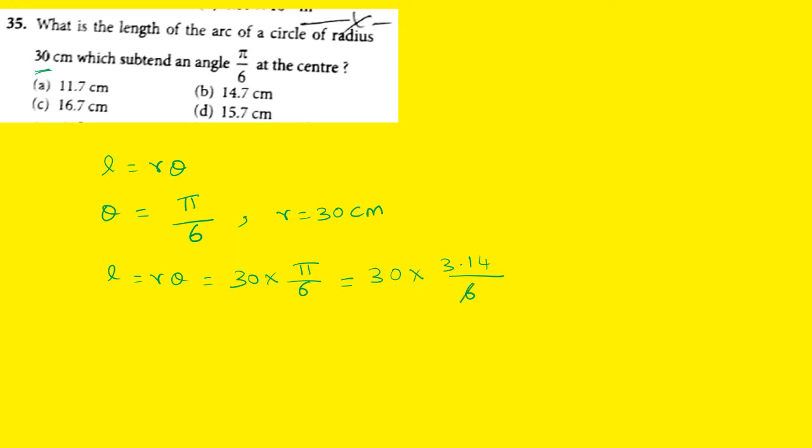So we can simplify a little. 5 sixes are 30. Then 3.14 into 5. 5 4s are 20, 1 5s are 5, 2 7, 3 5s are 15. Then put two decimal points. So this is the answer: 15.7 centimeter. Option D is the correct answer.